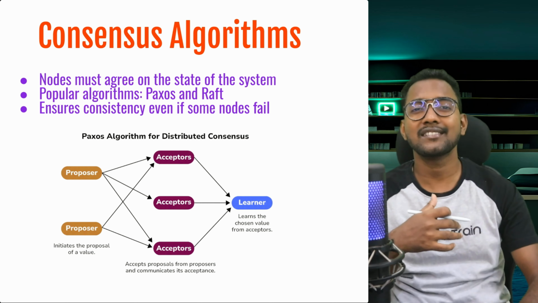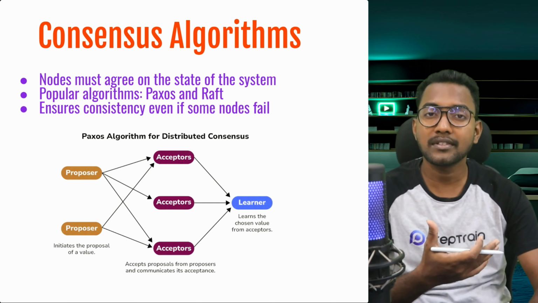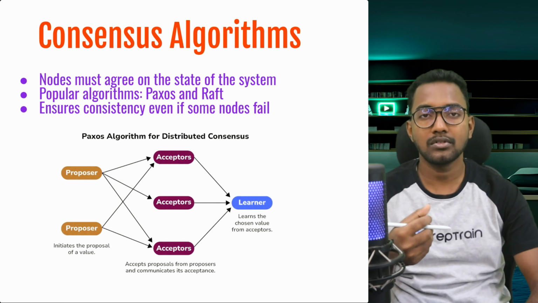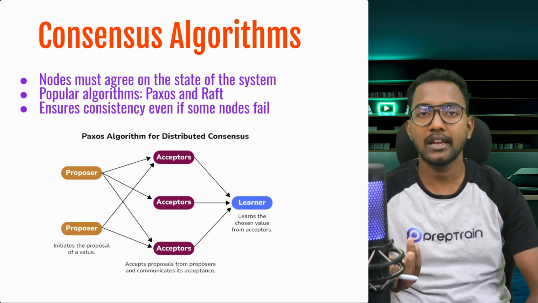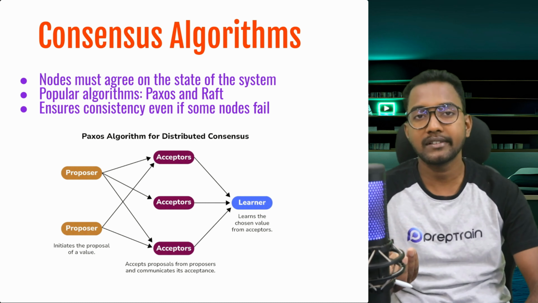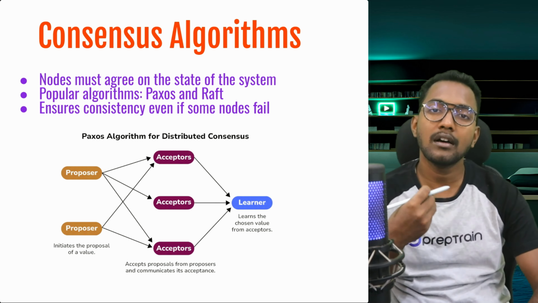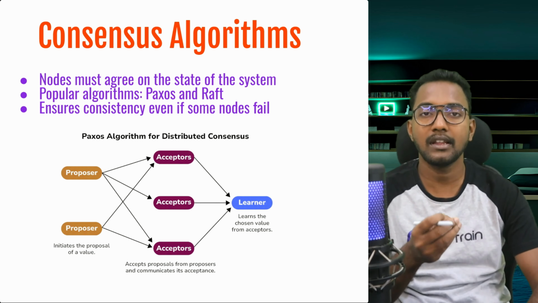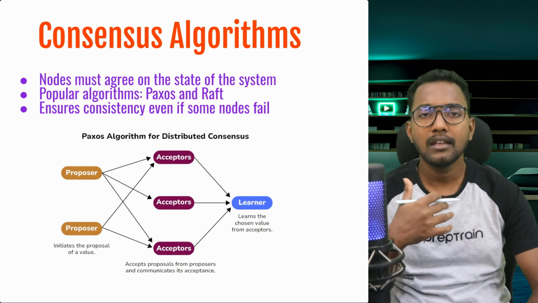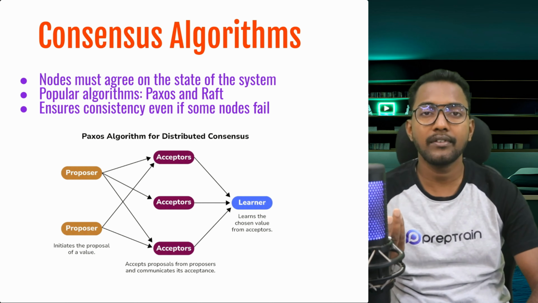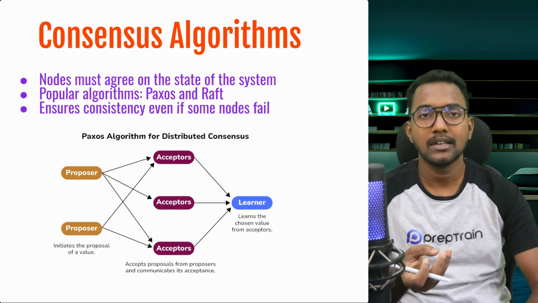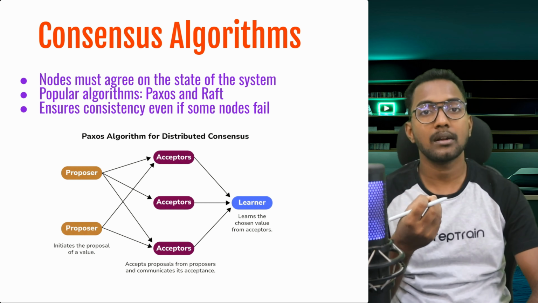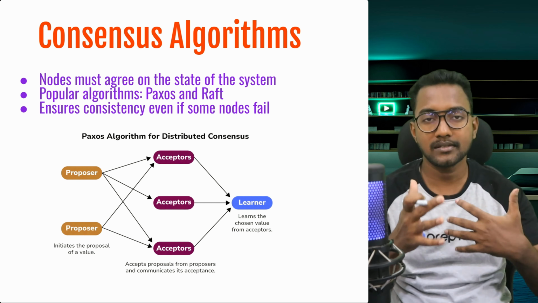Without consensus, some nodes might show one version of your data while others show a different version. This could lead to all sorts of issues like conflicting data or incomplete updates. That is why consensus algorithms are very critical. They ensure that all nodes in the system are agreeing on the same set of data, even when some nodes fail or give incorrect information. So two of the most popular algorithms used in distributed systems are Paxos and Raft. Let's break them down.